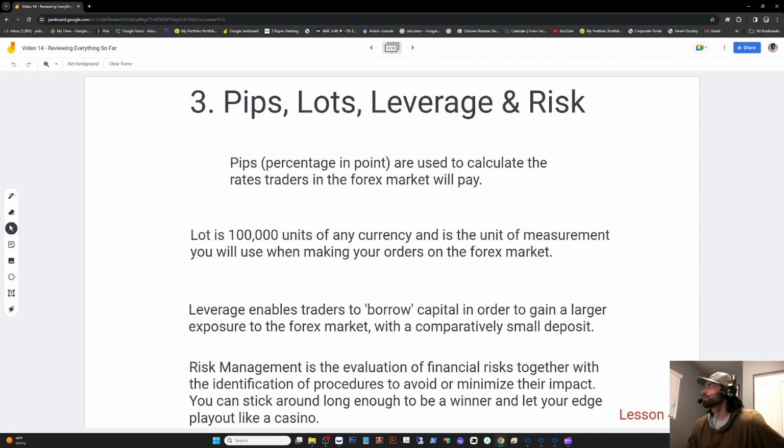Leverage enables traders to borrow capital in order to gain a larger exposure to the Forex market with a comparatively small deposit. Risk management is the evaluation of financial risk together with the identification of procedures to avoid or minimize their impact. You can stick around long enough to be a winner and let your edge play out like a casino.